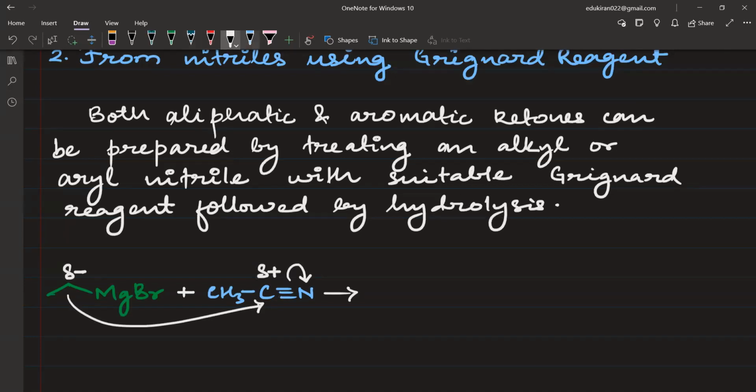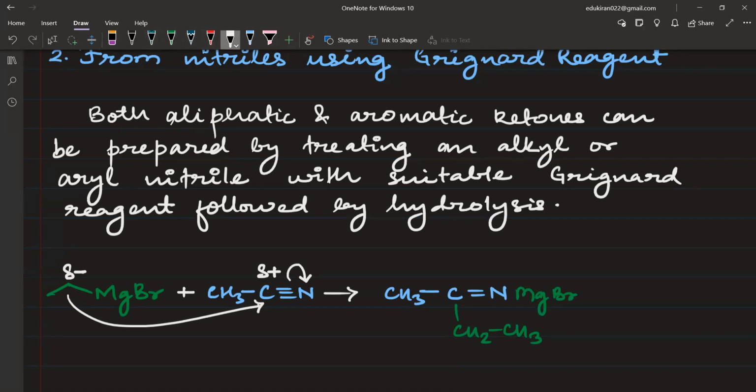So first of all, we are going to get CH3C double bond N, because one of the pi bonds has broken. And what bond has been added? These two carbons have been added. What are these two carbons? You have CH2, CH3. Okay, CH2CH3. And then this nitrogen is also bonded to MgBr.